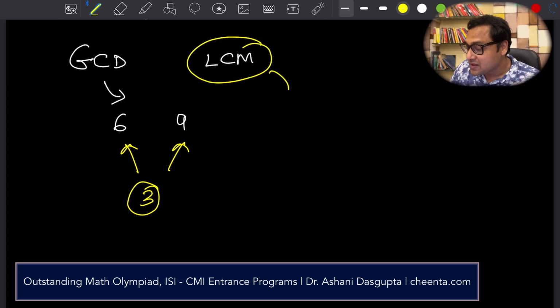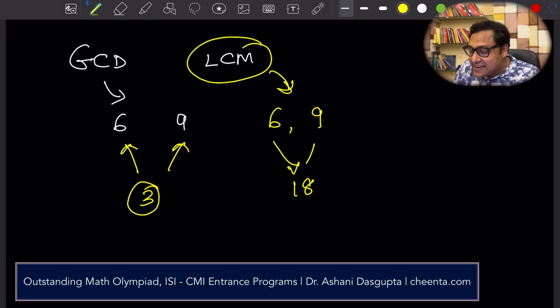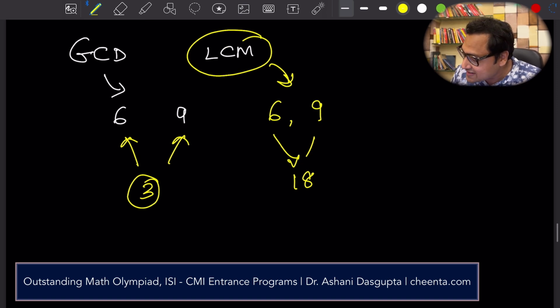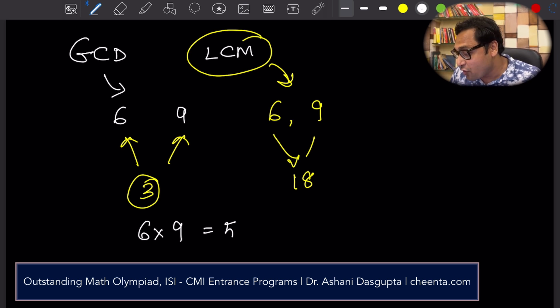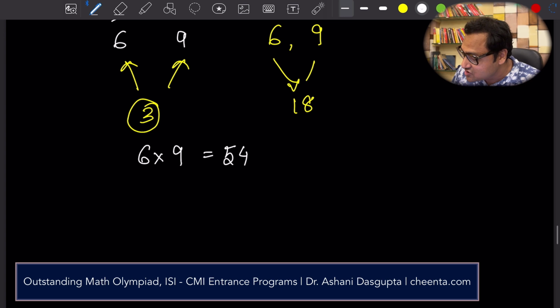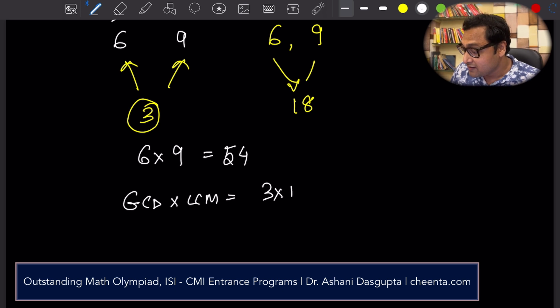And what is the LCM? LCM is the lowest common multiple. So say if you have 6 and 9, two numbers, the lowest common multiple of them is 18. 18 is the smallest number that is divisible by both 6 and 9. It's awesome. So here is a little question. Notice that 6 times 9 is 54. And notice that the GCD times the LCM is also 54.